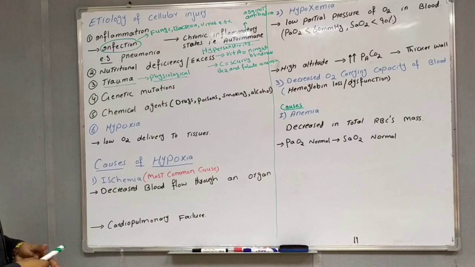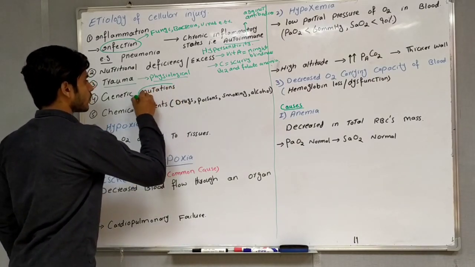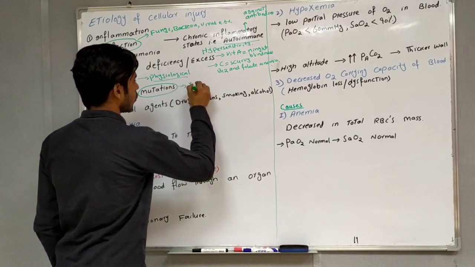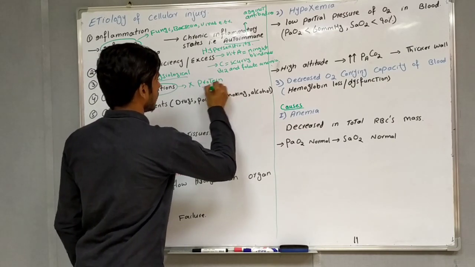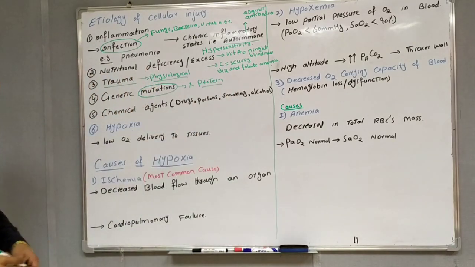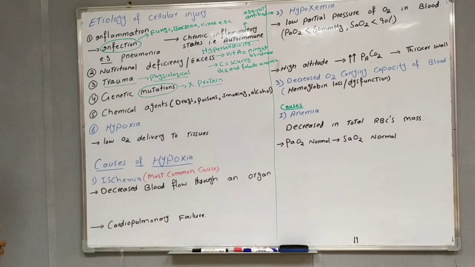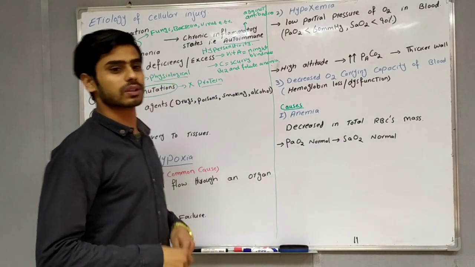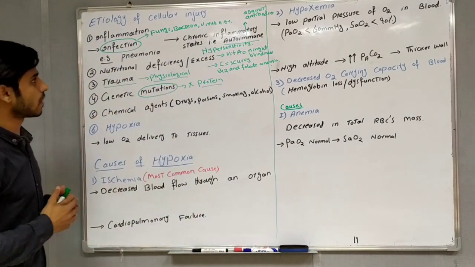Fourth is genetic mutation. What happens in this case? When there are mutations in the genes, then there will be no protein production. When proteins will not form, then the cell undergoes injury. So genetic mutation also can cause injury. The fifth one is chemical agents, like drugs, poisons, smoking and alcohol. These chemical agents also can cause cellular injury.